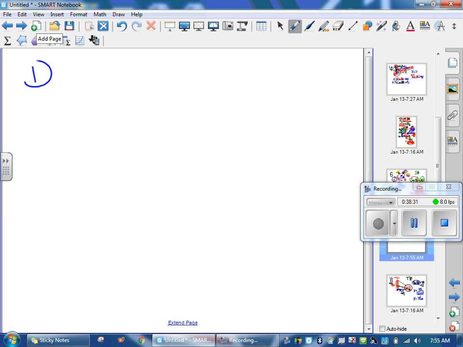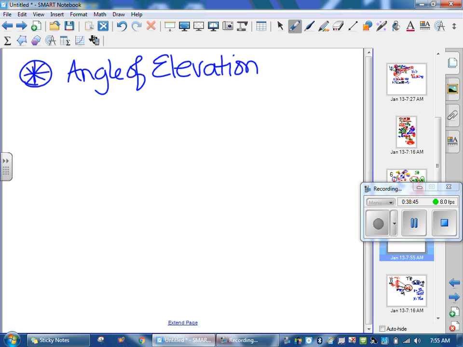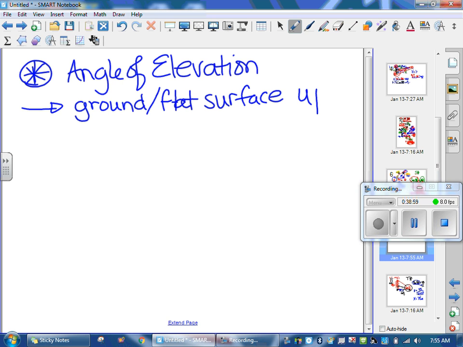Angle of elevation is always from the ground or a flat surface up and then going up. So, in an example, my triangle is here, and I were to say this is angle A and this is angle B. The one that is the angle of elevation from a flat line from the ground would be going from the ground up. That's our angle of elevation.